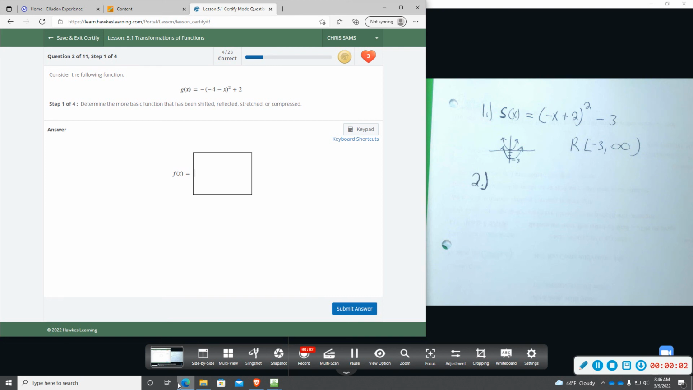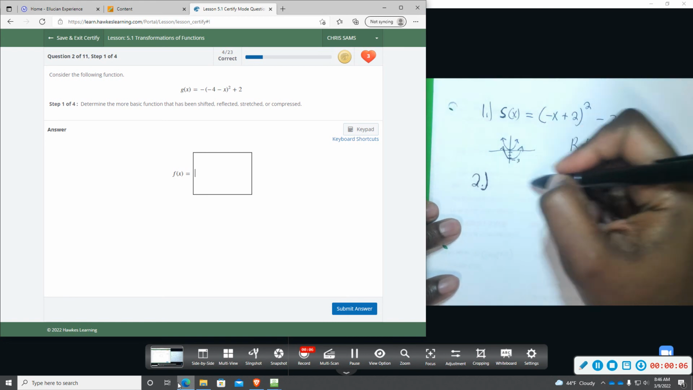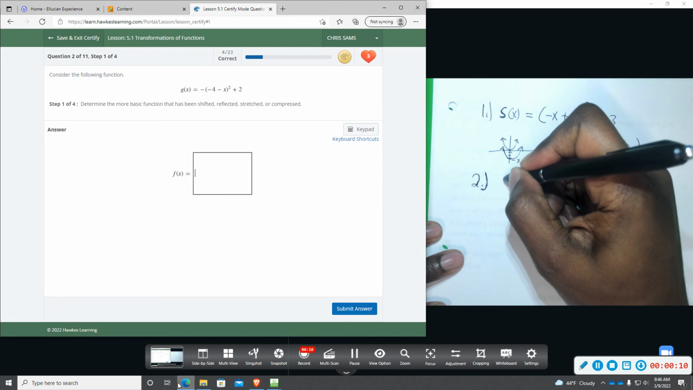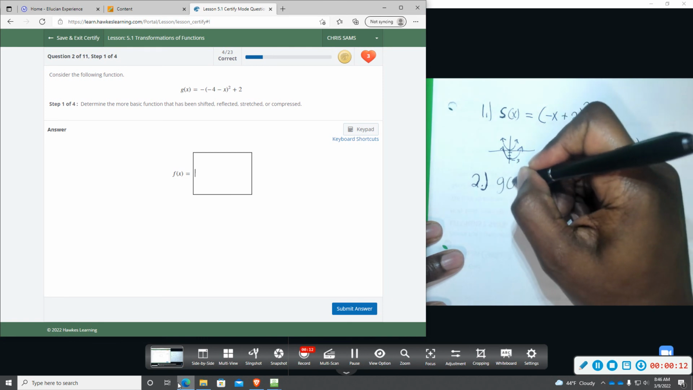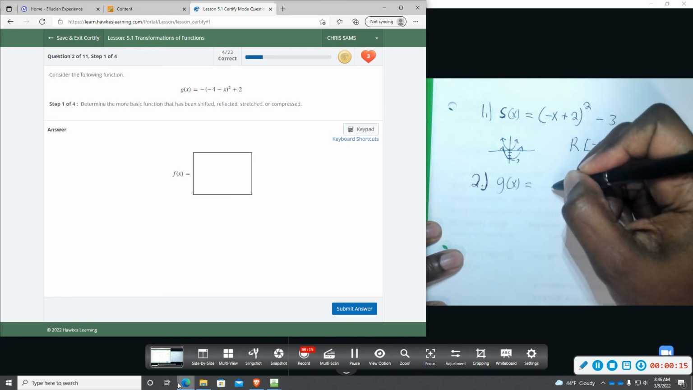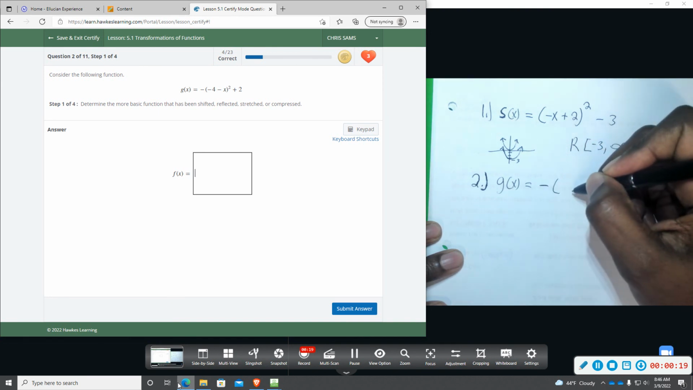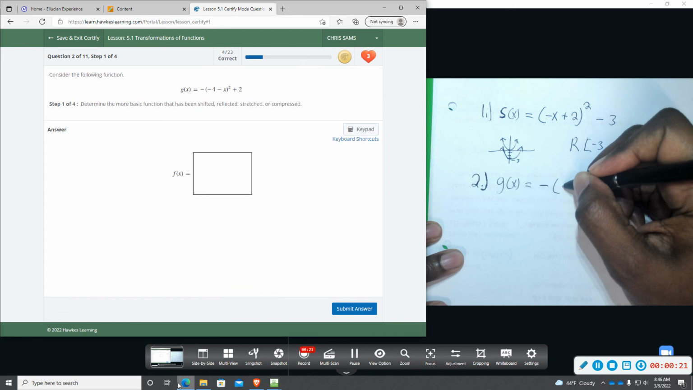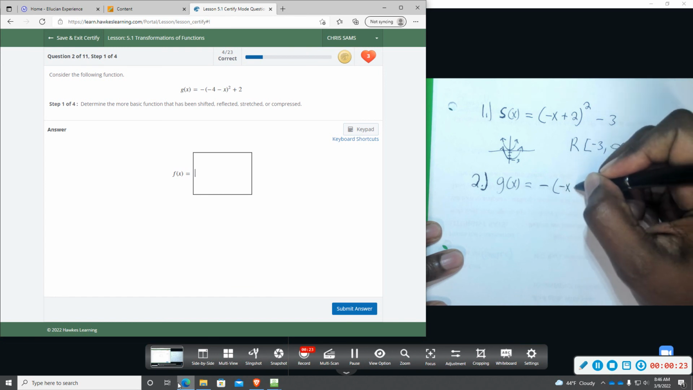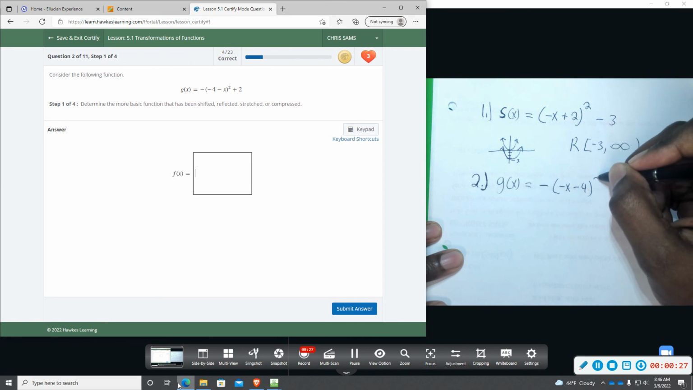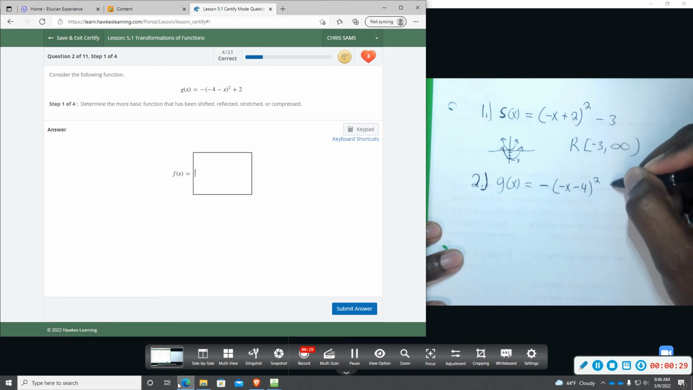All right, number 2, again, I want to rewrite this. I don't like the way they changed the position of the x in the parentheses, and then they have using g of x as our function notation. We have a negative out front, so that is your a value, -1, and then I'm going to put a negative x minus 4, just changing those around, and it's squared, and then plus 2 at the back.